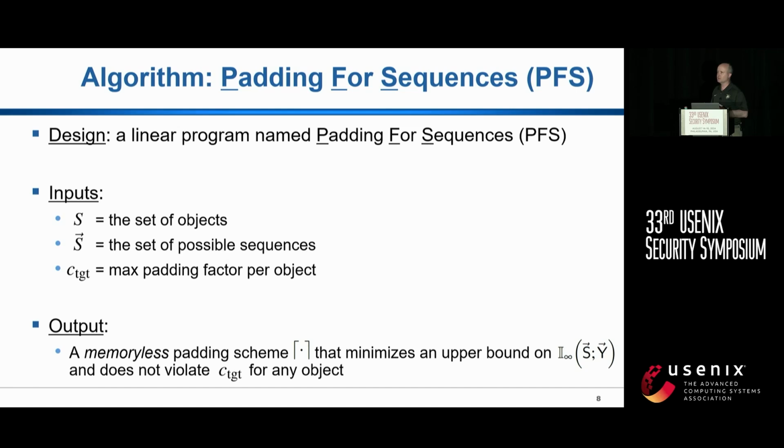And then it outputs a padding scheme that minimizes an upper bound on I infinity, and it does not violate C target for any of the objects on the object store. Also, this padding scheme is memoryless. And by that we mean that the object store does not need to remember what objects have already been previously retrieved by the client. It just looks at each request anew, consults the padding scheme, adds the padding, and ships it off to the client.